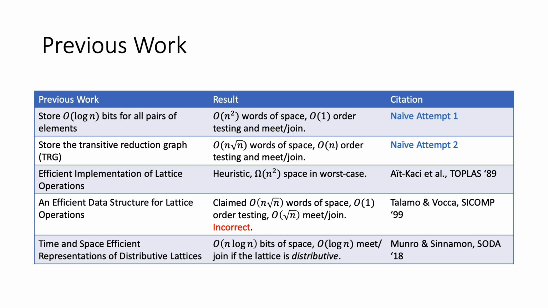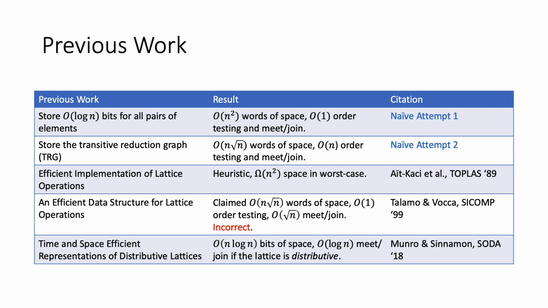All right, so the first data structure for the lattice problem came out of practical applications, actually in programming languages. This is a pretty important publication. It has several hundred citations, but this data structure is heuristic, and it uses omega n squared space in the worst case. So it's not quite satisfying for a theoretician. We're trying to have worst case guarantees.